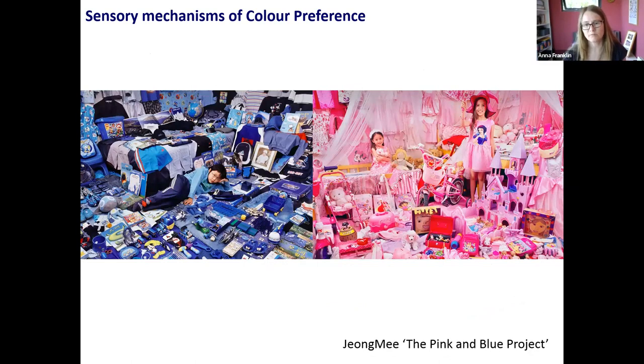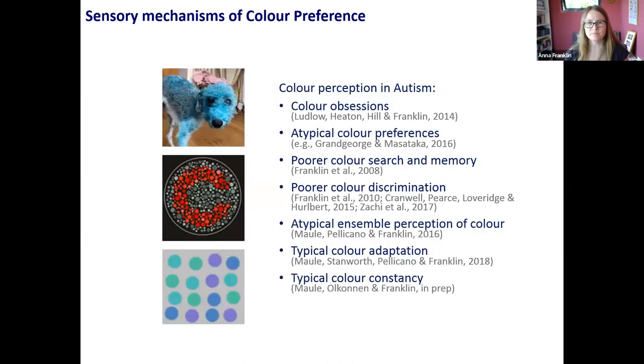So this is Jiong Mi's Pink and Blue project, and since 2005 she's been photographing children with their possessions, and it gives us these really striking images which show us just how strong the sex difference in colour preferences is in childhood. And there's a study by LeBeau and Deloach which shows that these sex differences in colour preference actually arise around about 2.5 years of age, when children start to develop sex stereotype behaviour.